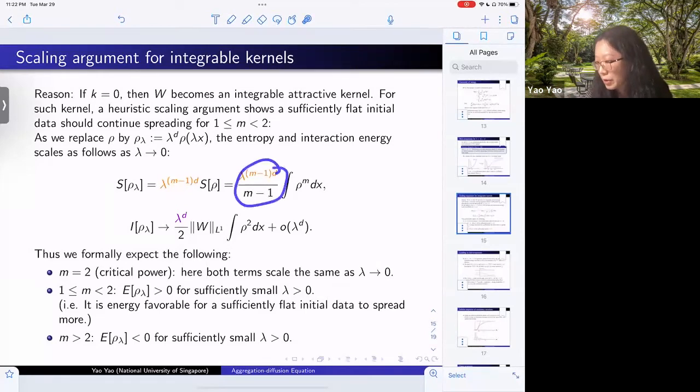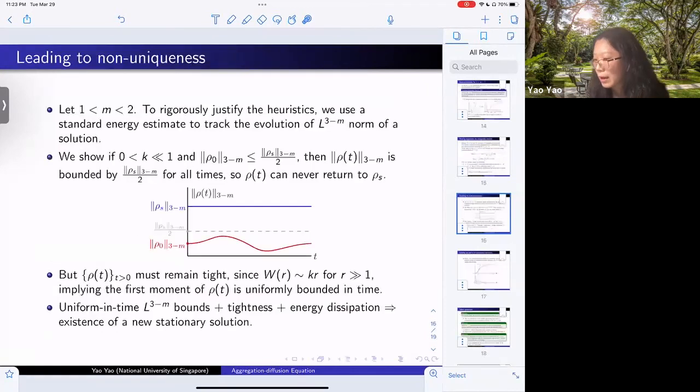Okay, so comparing these two terms, we can see that m equal to 2 is exactly a critical power, where both terms have the same scaling. As long as m is strictly less than 2, for all sufficiently flat initial data, from this heuristic argument, we can formally see that it's energy favorable for it to further expand. And when m is bigger than 2, it's the other way around, they would prefer to shrink to minimize the energy. Okay, so that is just a formal scaling argument, but it actually can be made rigorous.